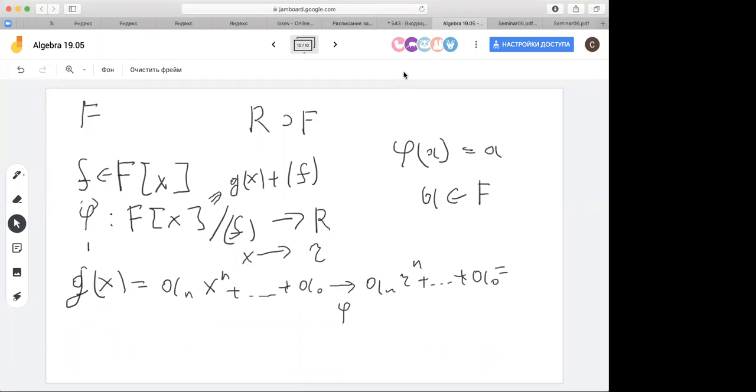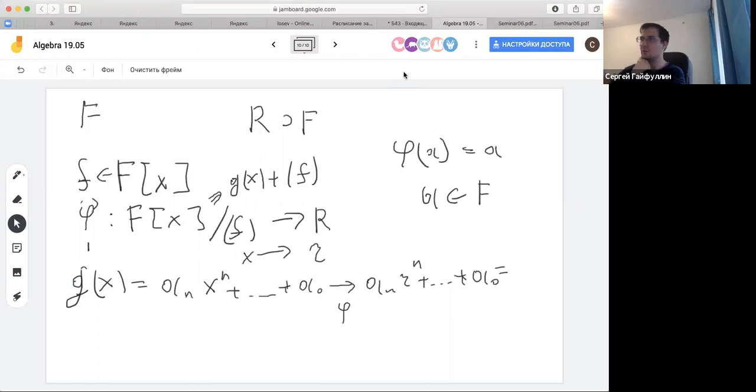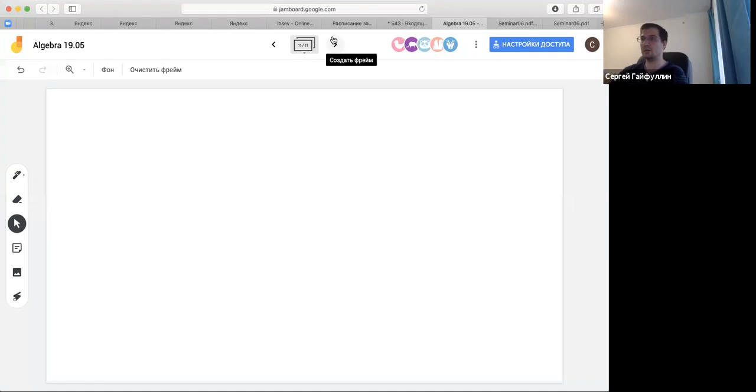Can I ask a couple of questions? Yes, of course. Firstly, what is class? And secondly, what does this f of x mean? Okay, you have not had this in your lectures. This is not a very simple construction, the construction of a factor ring. Let me explain it in the next slide.